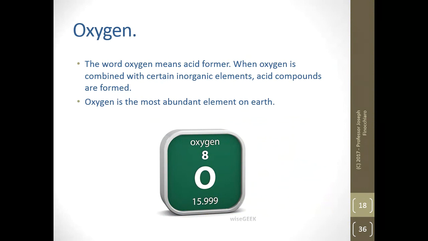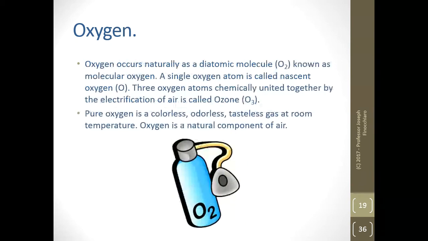The word oxygen means acid former. When oxygen is combined with certain inorganic elements, acid compounds are formed, and oxygen is the most abundant element on Earth. So know which is the most abundant element in the universe, and which one is the cool kid here in our ball of spinning rock.